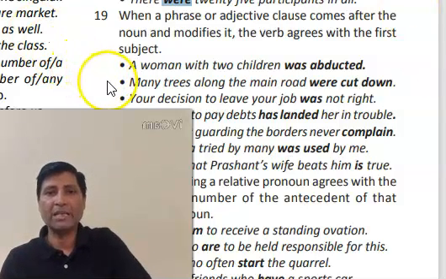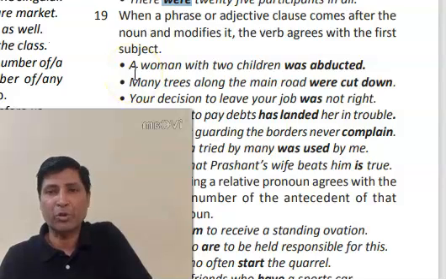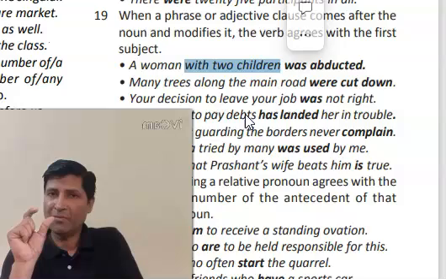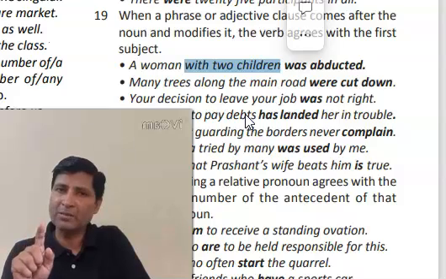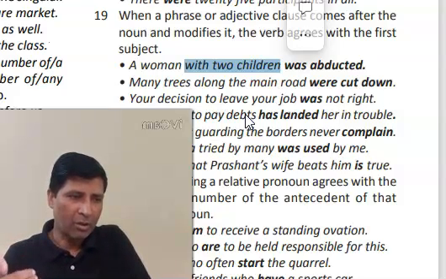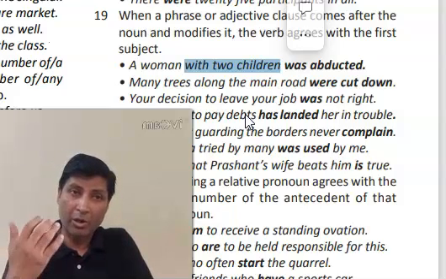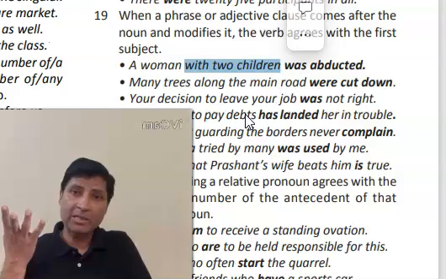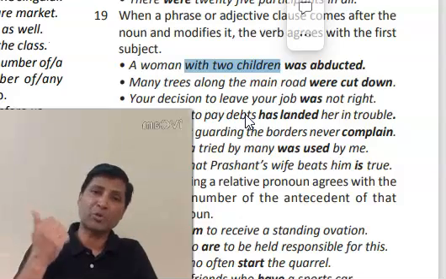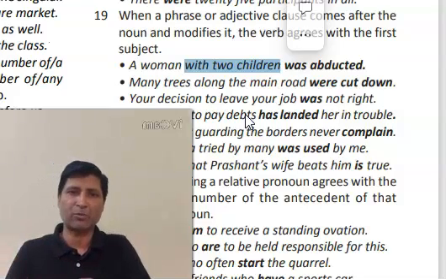Here you see in example number 1, "A woman with 2 children was abducted." The part that I am underlining is a prepositional phrase. I will discuss this in the post modifiers unit of this book. If you are preparing for a competitive examination, or you are a teacher, or you want to do something serious in English, then you should know what a pre-modifier and a post-modifier is. I have written all these things in this book.